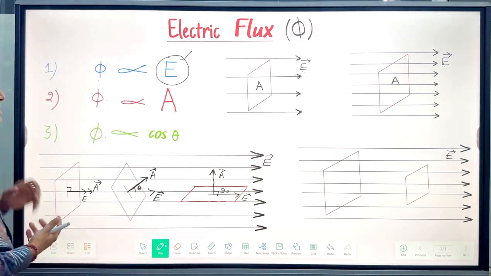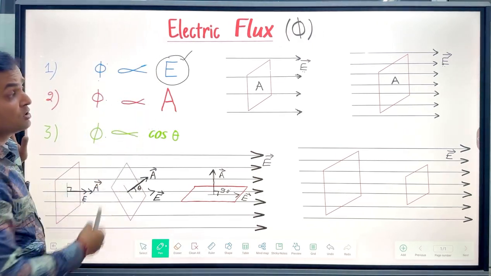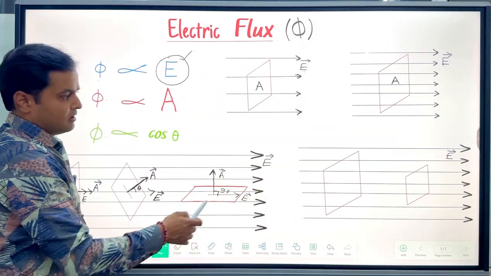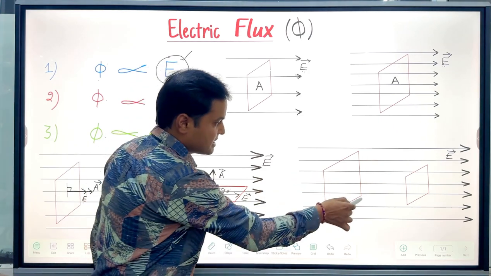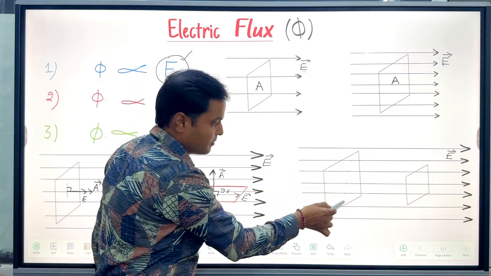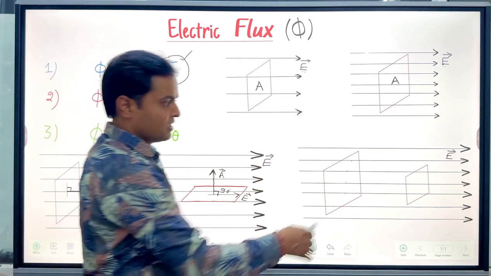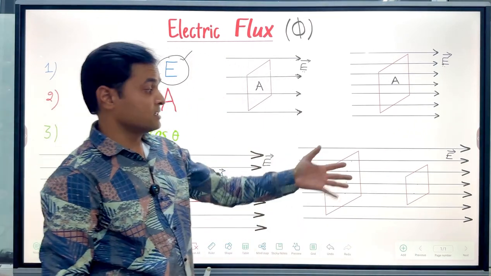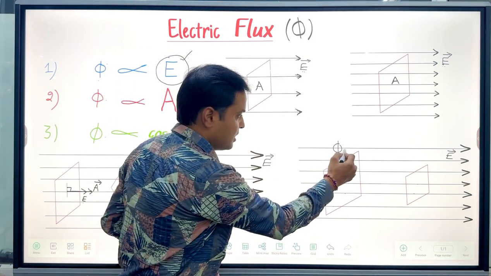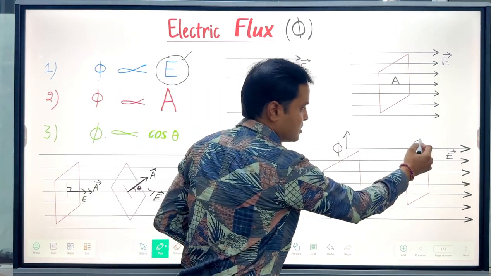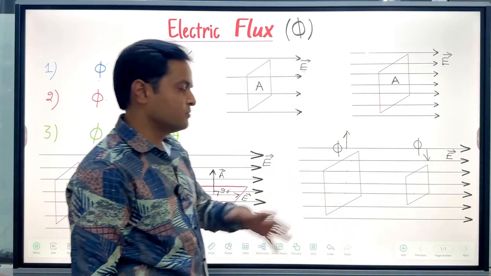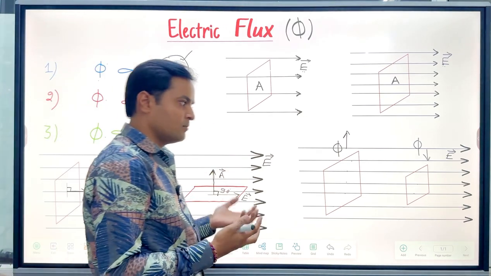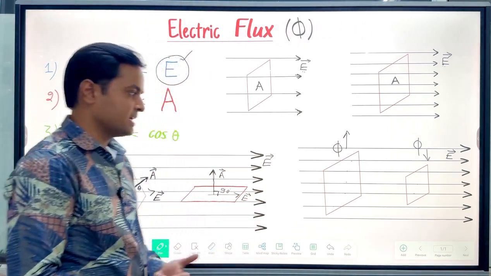The second factor is that phi is proportional to the area of the given surface. If area is high, more field lines cross the area. If area is low, fewer field lines cross the area. Here is high electric flux, here is low electric flux. This is a very simple concept: flux is always proportional to area, more area, more flux, less area, less flux.